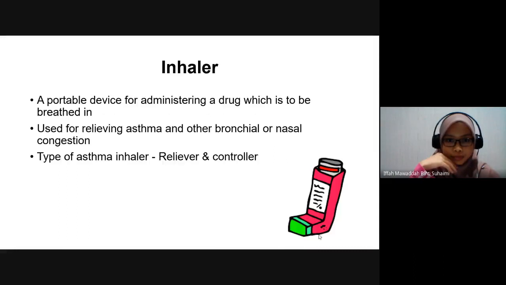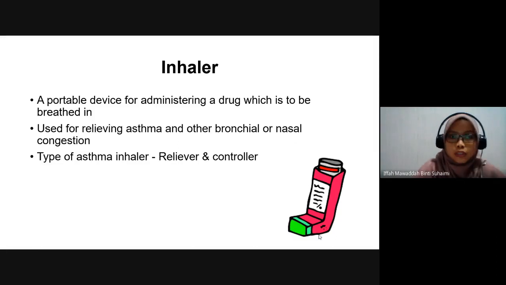Okay, next. I'm sure all of you know that an inhaler is a portable device for administering a drug which is to be breathed in into the lung. So it is commonly used for treatment of asthma and other bronchial or nasal congestion.